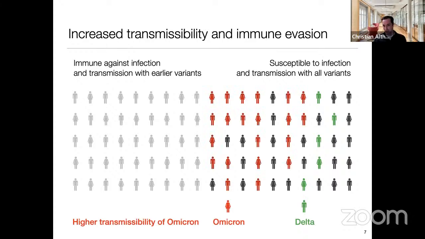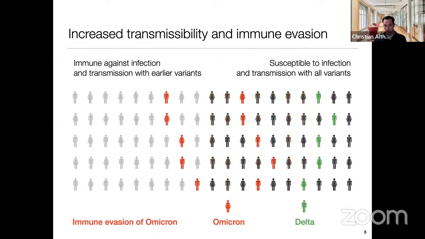If there is a new variant introduced like Omicron, and if this variant would be associated with a higher transmissibility, then we would see a pattern like that. So it also can only infect the susceptible part of the population, but it can transmit much more efficiently because it has an increased transmissibility.